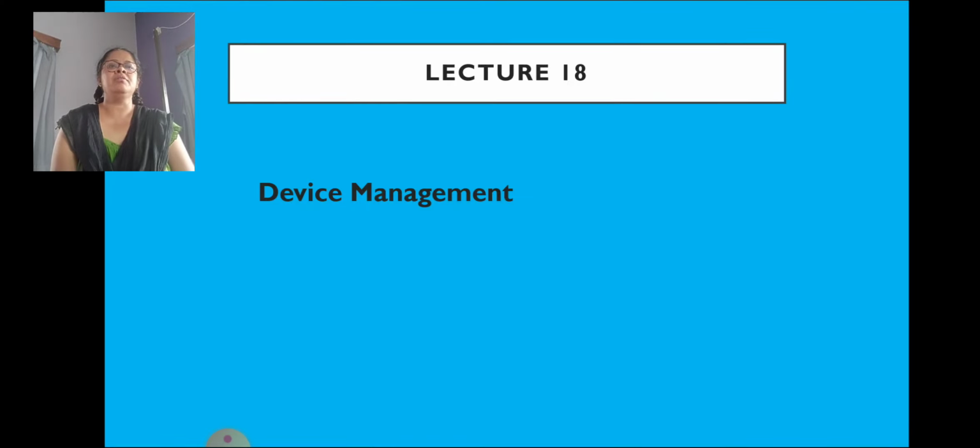Today we will learn about device management. Device management is another function of the operating system. Device management is responsible for managing all the hardware devices of the computer system. It may also include the management of the storage devices as well as management of all the input and output devices of the computer system.